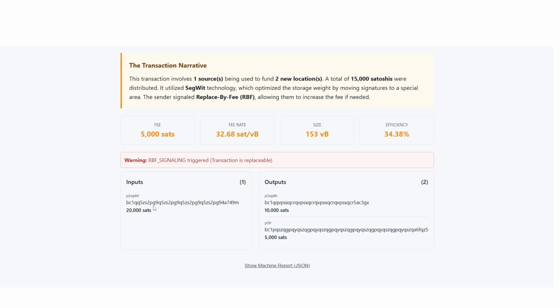Next, look down at the inputs again. You might notice an RBF signal warning. RBF stands for replace by fee. It means the sender used a special sequence number to keep the option open to increase the fee later if the transaction gets stuck.